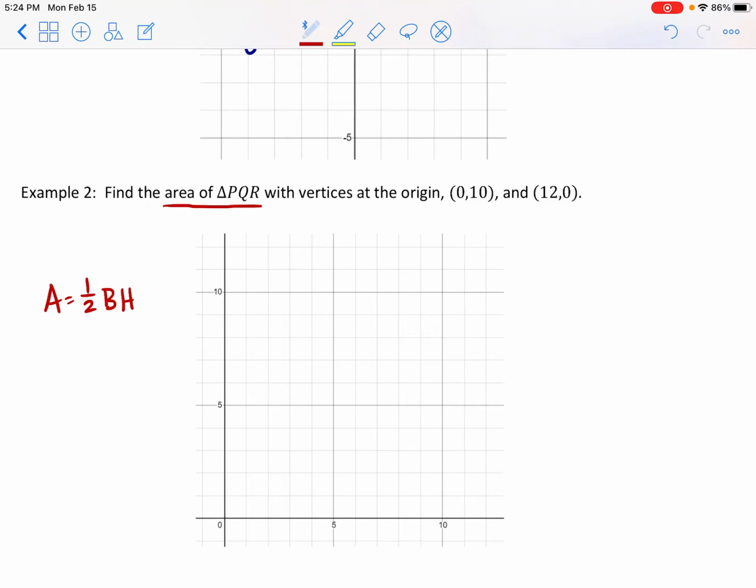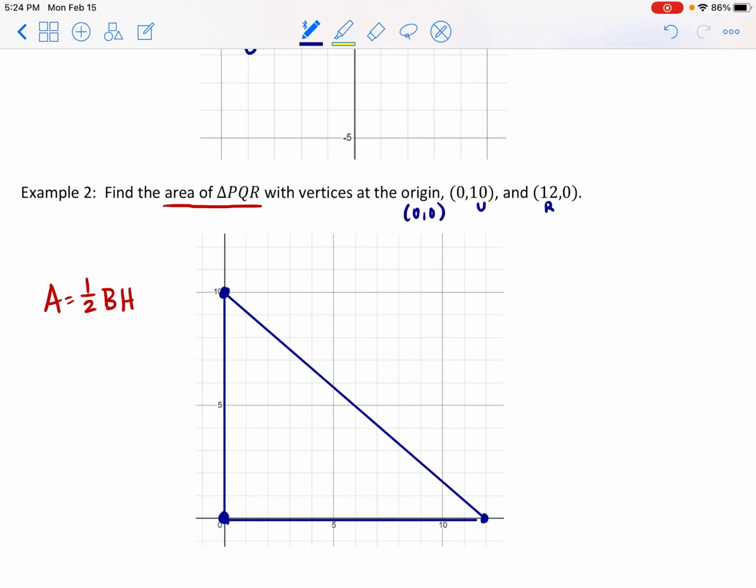So the origin, we know where that's at. The origin is 0, 0. Okay, so there's that point. And then 0, 10. That means we're only going to be going up 10. So from the origin up 10 is there. And then 12, 0 means we're just going to be going right 12. That's there. So this triangle, if we connect these points, looks like this. You like my little cheat tool, right?